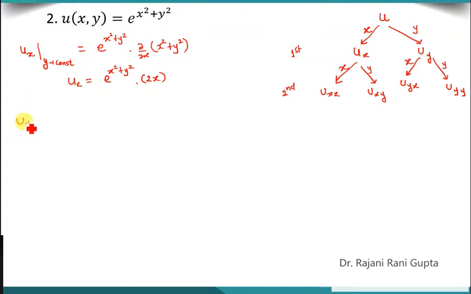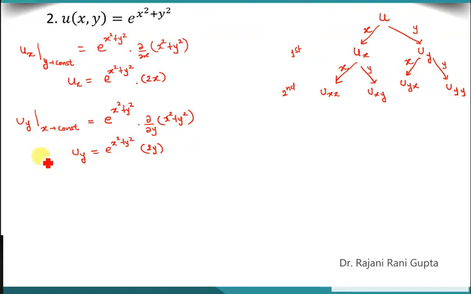Similarly, when we want to find uy, we consider x as a constant. So again, by using the chain rule, for the exponential function the derivative remains the same, e power x is e power x. Now multiply by the derivative of the bracket term with respect to y. So this gives you e power x square plus y square times the derivative. Now x is constant, so its derivative is 0, and the derivative of y square is 2y. This is nothing but uy.